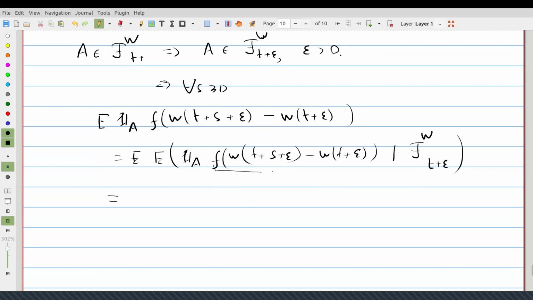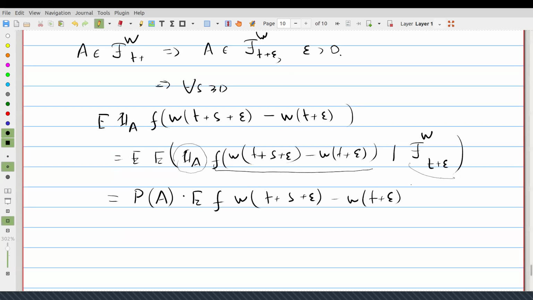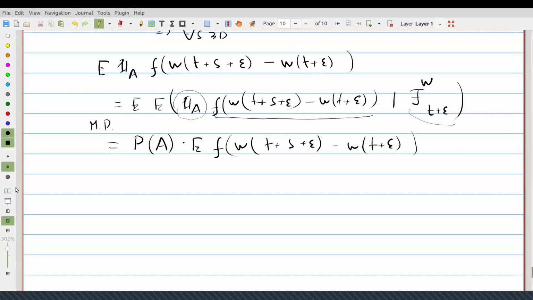Now, this part is obviously independent of this by the Markov property that we just formulated, the ordinary Markov property. And this belongs to this. So effectively, we can decompose this into a product of two vectors. This is because of the Markov property.